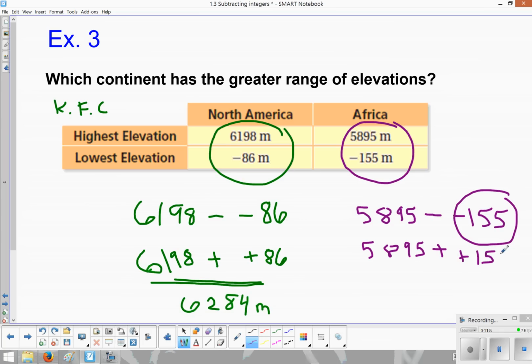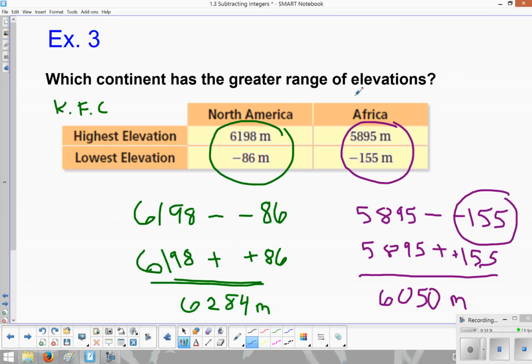So as you can see, it's very similar to the one in North America. We're just adding these two numbers up. Let me go ahead and redo that. Sorry, class. So adding these two numbers up, we have here 155. So add 155 right there. And so when we add this up, we'll get 6,050 meters.